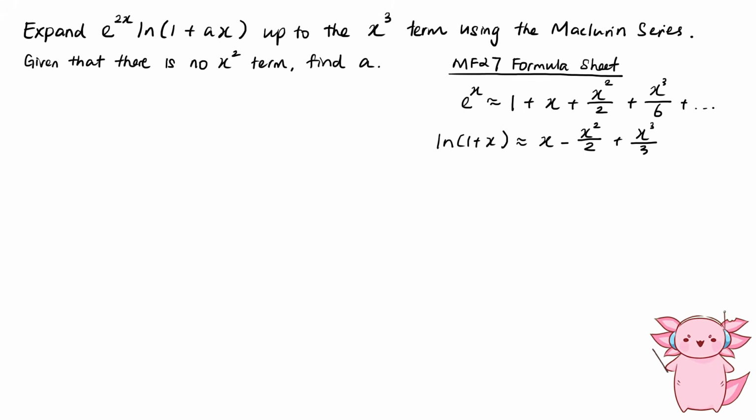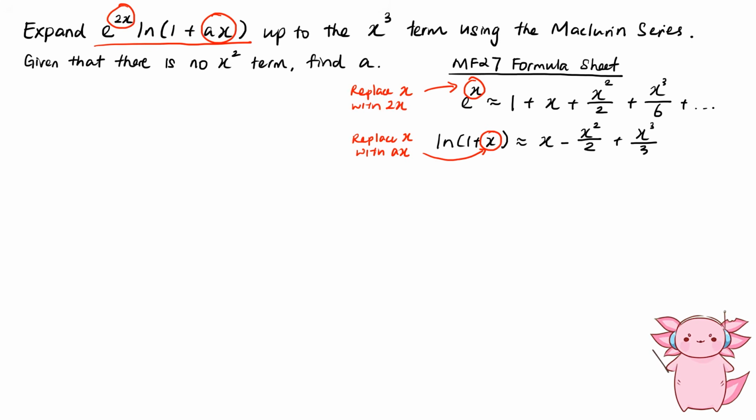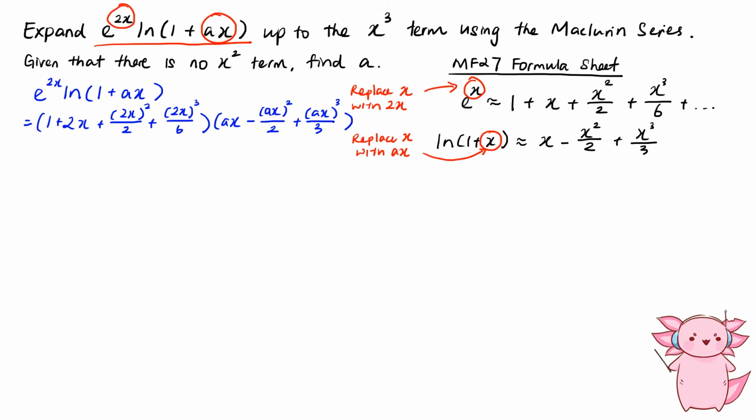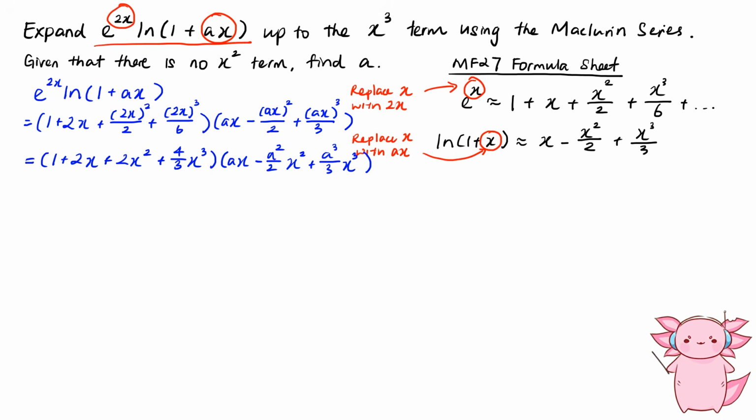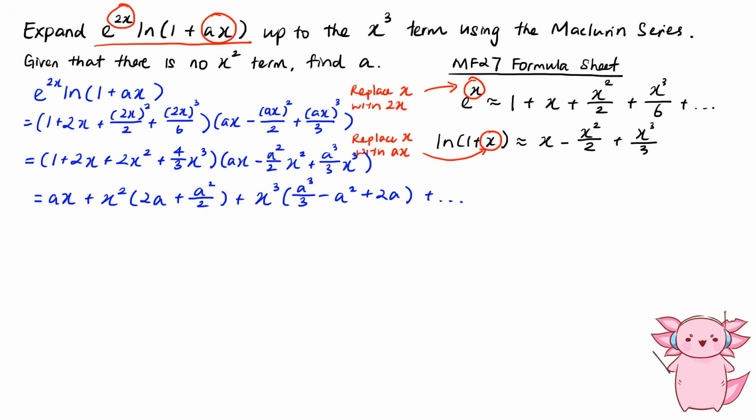For this question, let's try to refer to the Maclaurin series of e to the power of x and ln(1 + x), and notice that in this question, it's e to the power of 2x and it's ln(1 + ax). So putting these in as our new values of x, expanding up to the x cubed term, we can get the expansion of something like this. Finally, we can just expand out everything and we get our final expression.